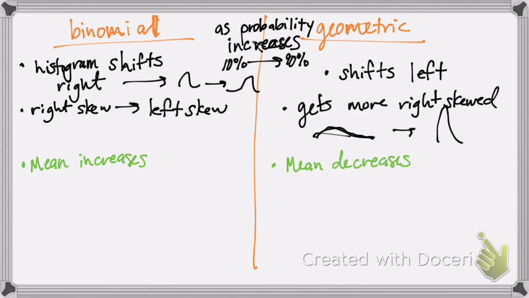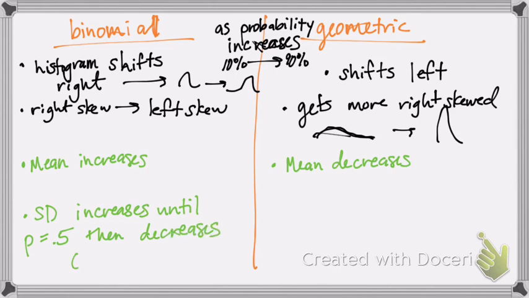For binomial, the standard deviation increases until p equals 0.5, then decreases. So it's kind of symmetrical. And then for geometric, the standard deviation decreases.